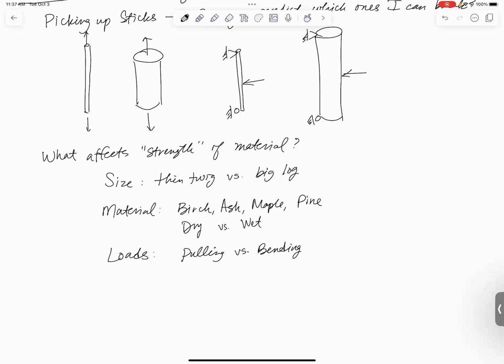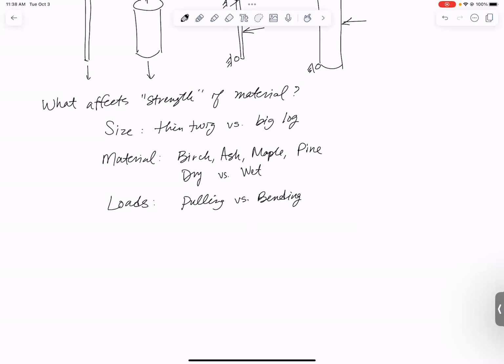All right, so what we want to talk about today is how we can take all of this information and boil it down into some fairly simple things we might be able to look up in a table for the different materials that we want to design with. So I want you to think about scientists and engineers. We want to try to simplify things. Loads we can deal with because we've taken statics already. But the size effect and the material effect, we'd like to consolidate into something fairly robust that we can maybe look up in a table.